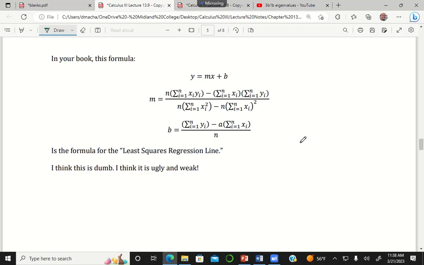I've got 12 minutes. Let's see how quickly I can explain this. This section of your textbook includes this crazy formula.